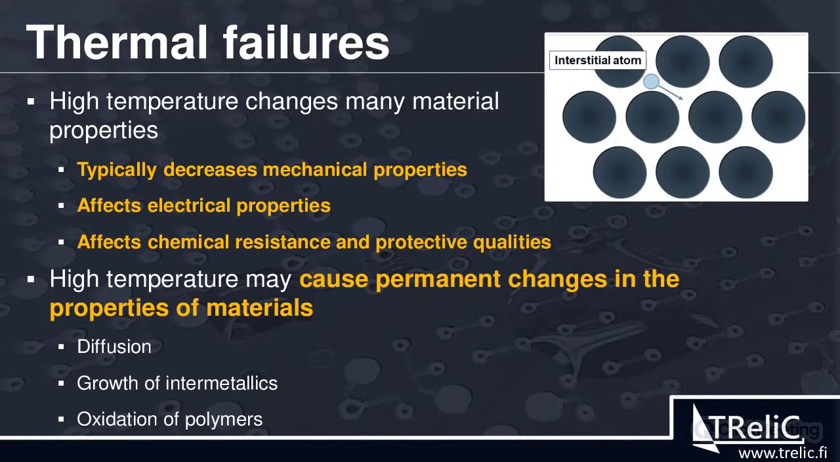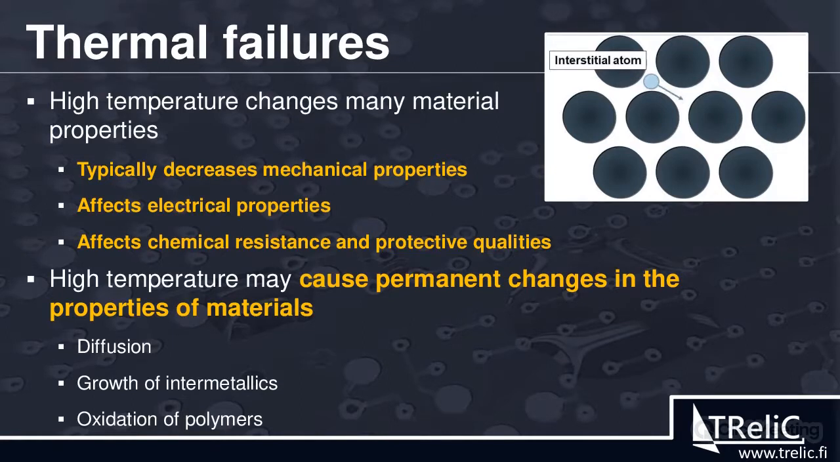And also the rates of many chemical processes are increased, so chemical reactions happen faster. This can cause lots of problems in many products. Sometimes the changes caused by high temperature are permanent and sometimes not. So sometimes when you go to lower temperature, the properties return to the same values, but quite often they are permanent changes.